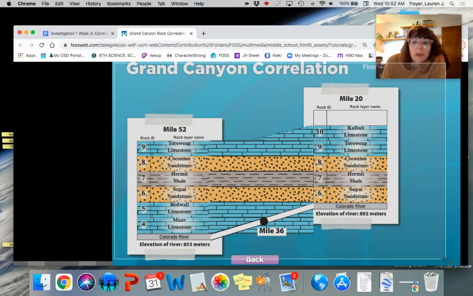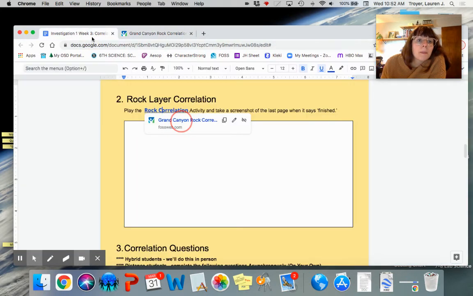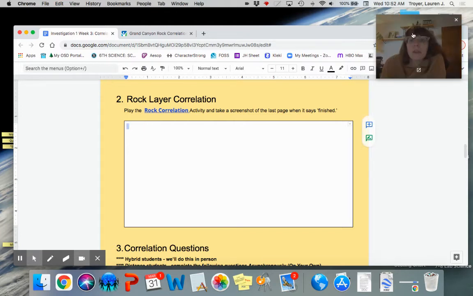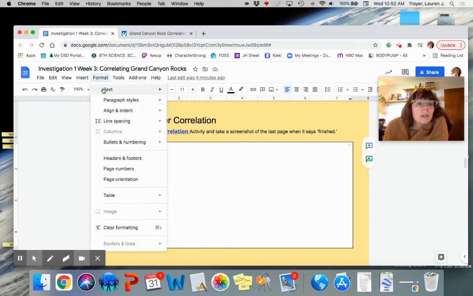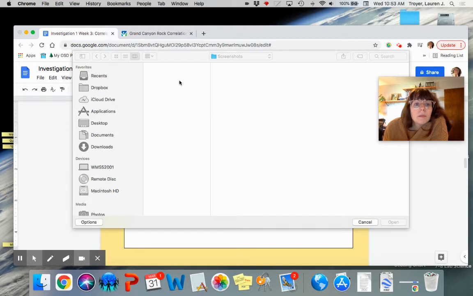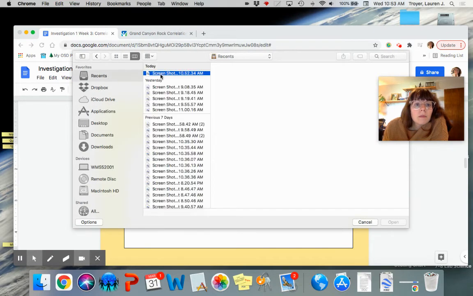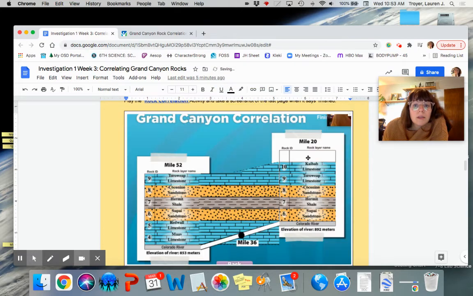And then you should copy it to your clipboard. Say copy to clipboard so you can go back to your doc and paste it into this box. Okay? So you'll have it pasted in there. I have to do it the long way because I'm not on my Chromebook. Oops. Insert image from computer. Recents. And then there it is.